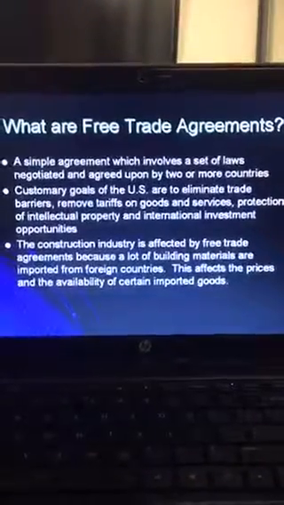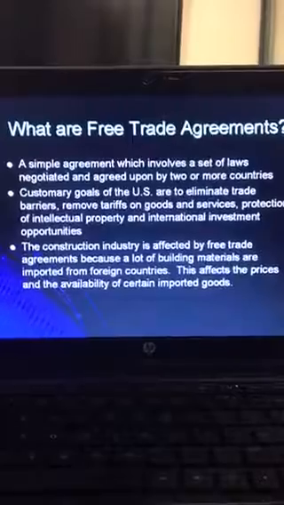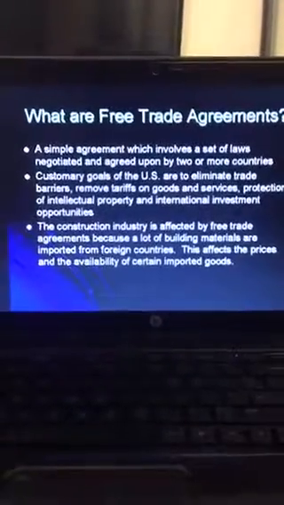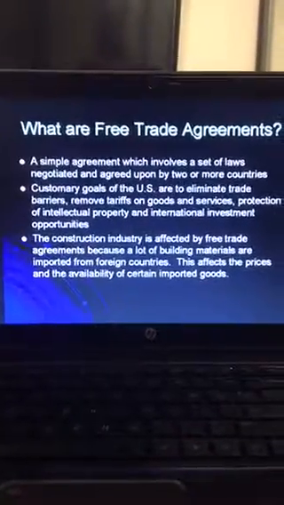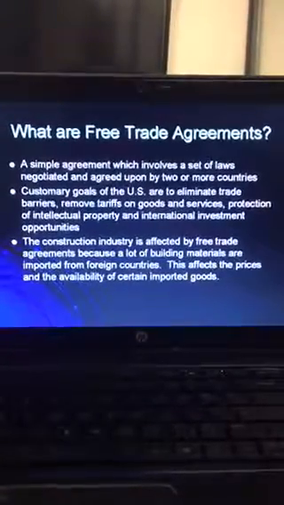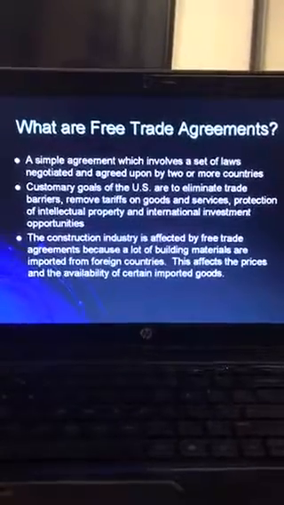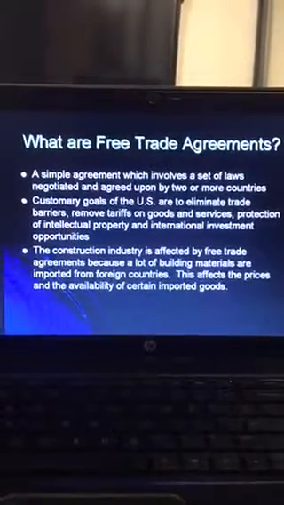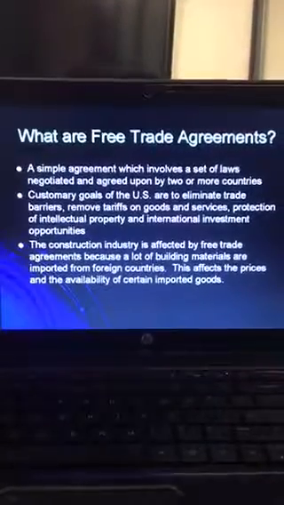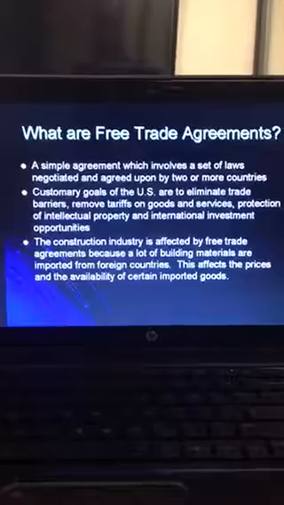What are free trade agreements? In simple terms, it's an agreement between two or more countries that involves a set of laws that are negotiated and agreed upon by both of them. When the U.S. is looking to sign an FTA, they have a few main goals that they are concerned with. Eliminating trade barriers, removing tariffs, protection of intellectual property, and international investment opportunities.